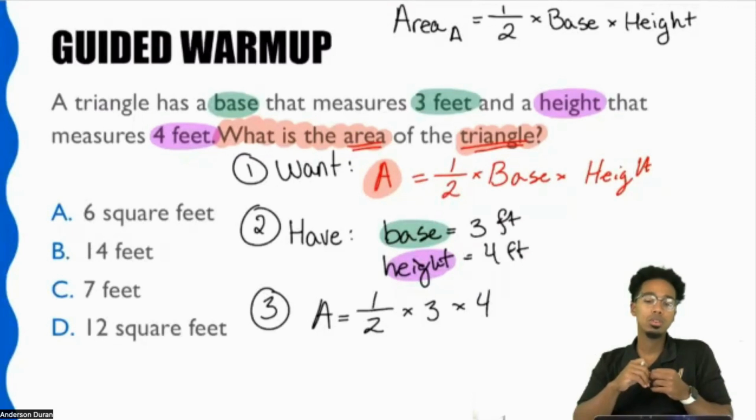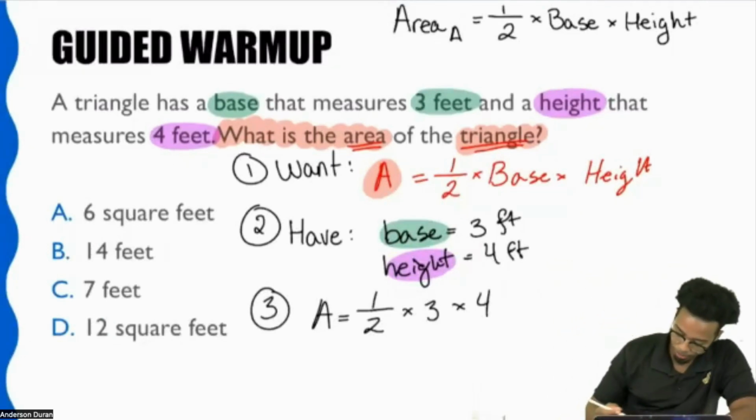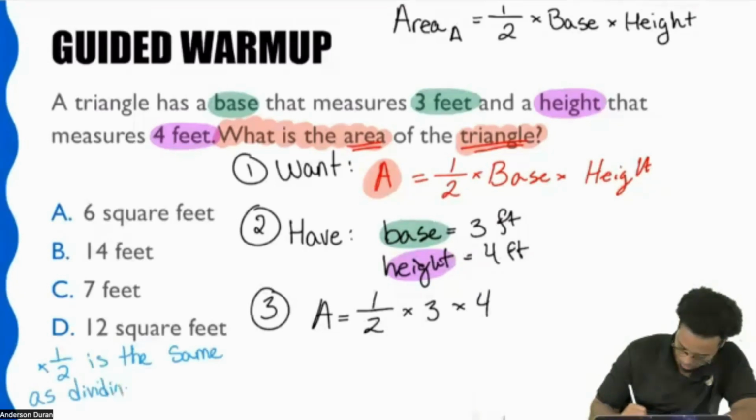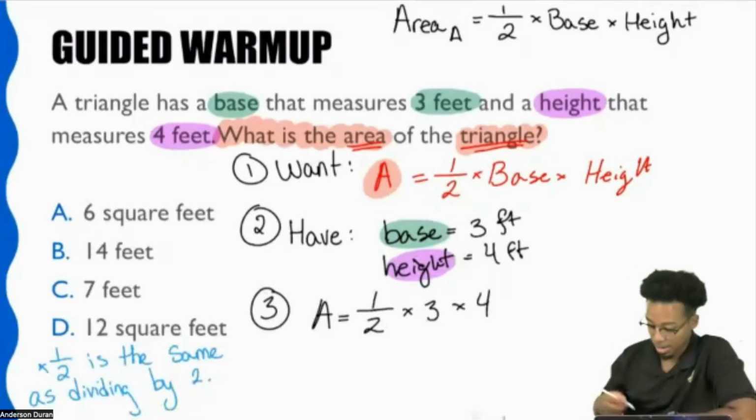What's another way that you could say multiply by half? Divide by 2. So I want you guys to write this down right over here. Multiplying by 1/2 is the same as dividing by 2. Okay, multiplying by half is the same as dividing by 2.